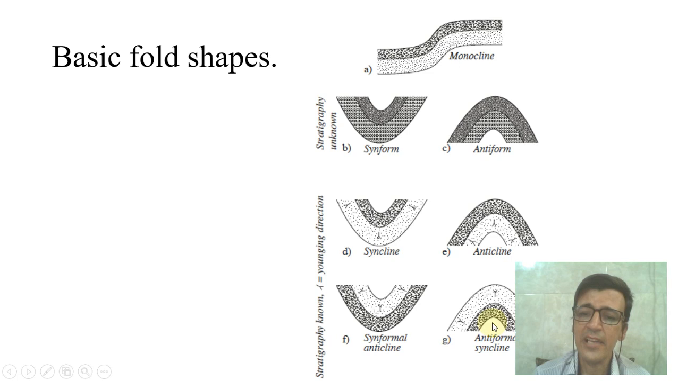Okay, and finally in type G you can see an antiform syncline. The layers are upward, older layers outside and the younger layer in the center. So this is in fact a syncline, with the younger layer in the center, an antiformal syncline. This is the name of this kind of fold. Okay, these are the basic fault shapes.